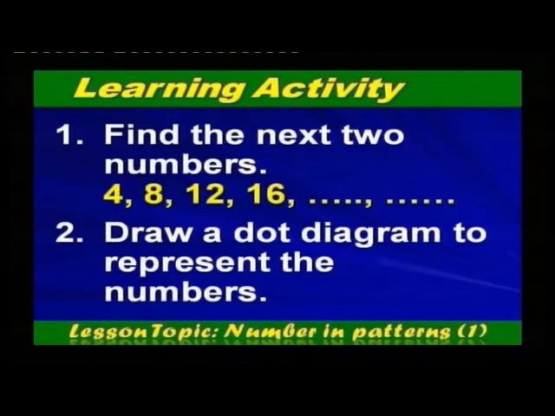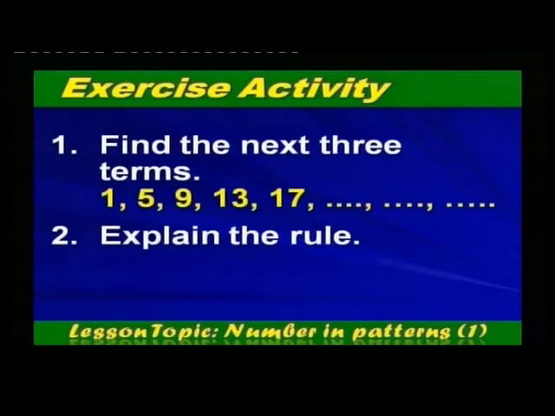And how did you get this number? What was the rule? Starting from 4, how did you get 8? And then from 8, how did you get 12 and so on? By adding 4. Very good. 4 plus 4 is 8. 8 plus 4 is 12. 12 plus 4 is 16. 16 plus 4 is 20. 20 plus 4 is 24. Good. So don't forget, please do number 2 in your own time. Draw a dot diagram to represent these numbers.